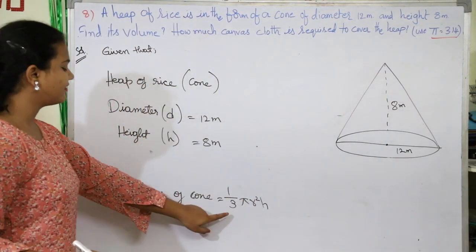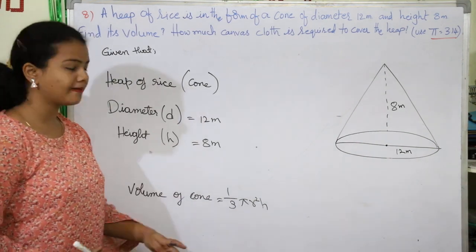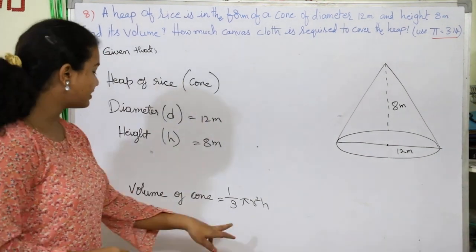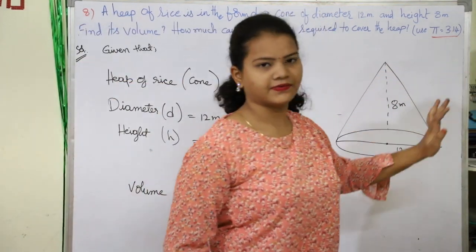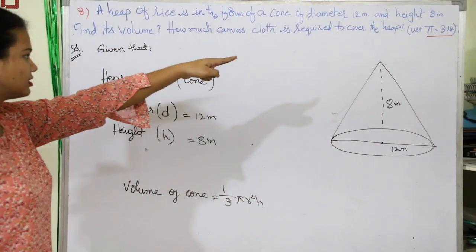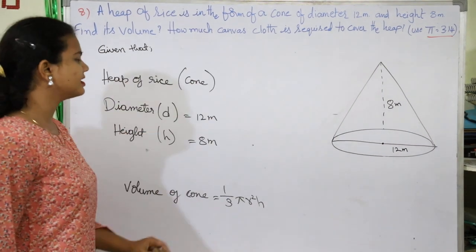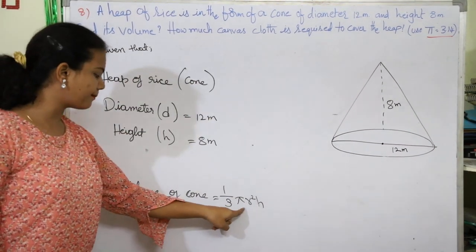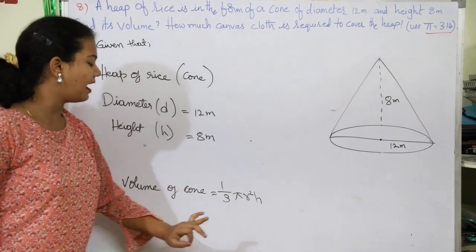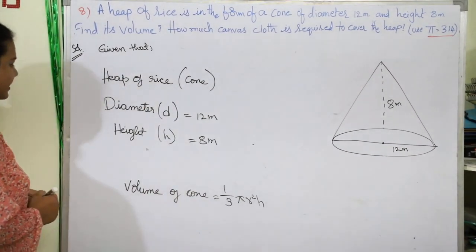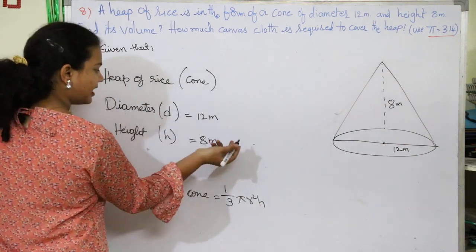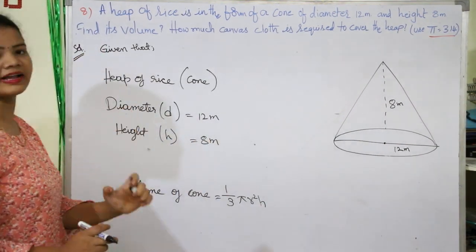So here we know that we have 1 by 3 and pi value we know. Here they asked what pi value to use as 3.14. Okay, they asked to use pi value as 3.14. So here I can take pi equals 3.14 and r square. So radius, they haven't given radius in the question, but we know that diameter D equals 12 meters. So they have given diameter.